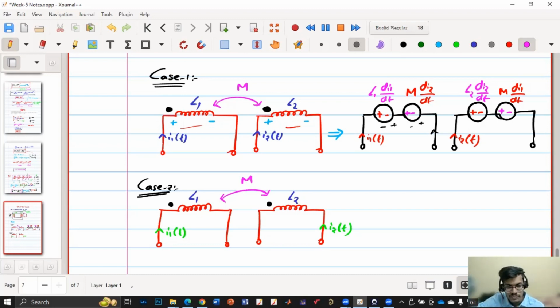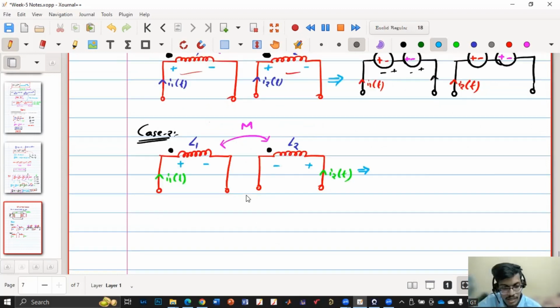Okay, so the first case is very simple. They'll have the same polarity. The second case is also simple. They'll have the opposite polarity. So first, what is the polarity of this one? Because of the self-inductance, plus minus, plus minus. So now what will I be doing?